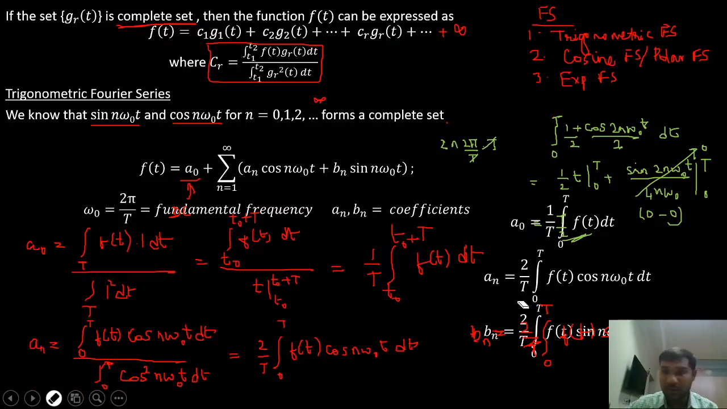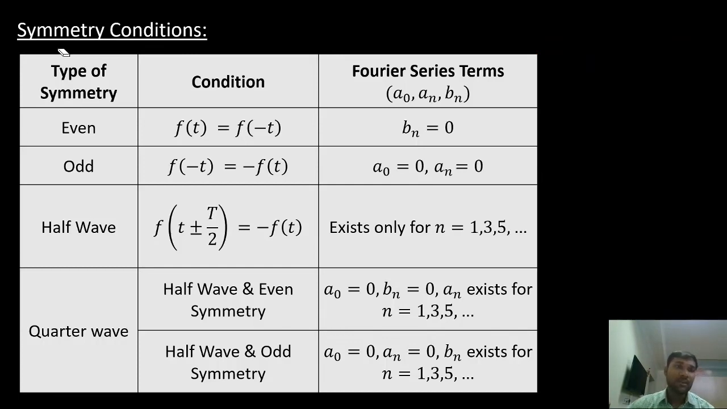So that is what we have written here. These are the final formulas for the coefficients of the trigonometric Fourier series. Then there are some conditions called symmetry conditions, which we can find out from the given signal. If we apply these symmetry conditions to the given signal, the number of calculations will drastically reduce for us. So we'll see what those conditions are.